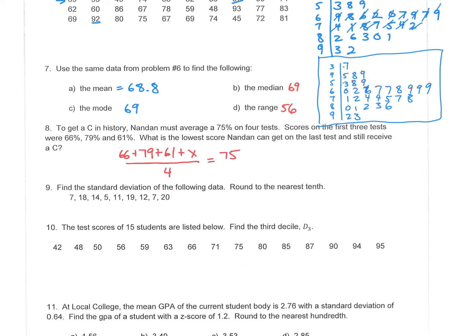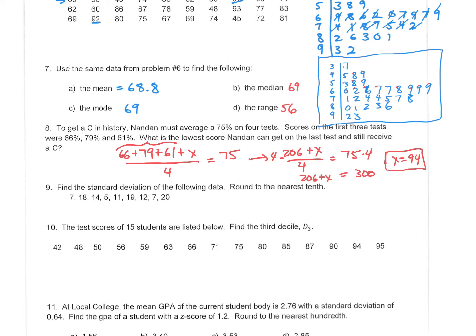So solving this equation, I'm going to add these 3 numbers together. 66 plus 79 plus 61 is 206. So we get 206 plus x over 4 equals 75. Multiplying both sides by 4, I'll have 206 plus x equals 300. Subtracting 206 from both sides, we get x equals 94. So Nondone needs a 94 on that last test in order to get a C, a 75% average.